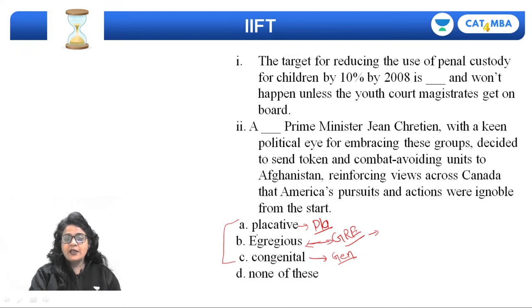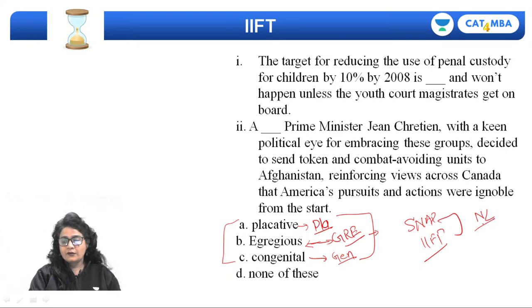So, as I have been saying in all my sessions, SNAP and IIFT both pick their vocabulary questions from NN. So this is a telling example of that idea. This question has been taken directly. All the words are directly taken from NN. I'll give you some more questions. This is an actual IIFT question from one of these years. This style of question used to appear in IIFT. Two sentences, one word fitting in both the sentences.